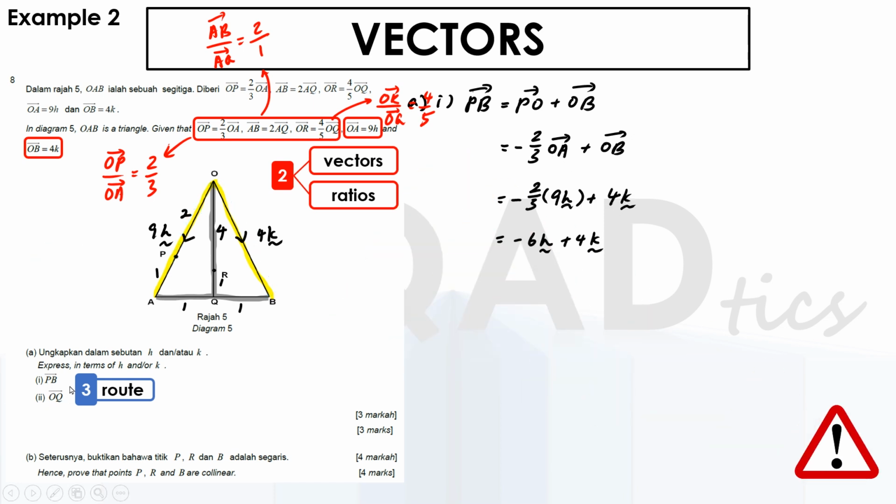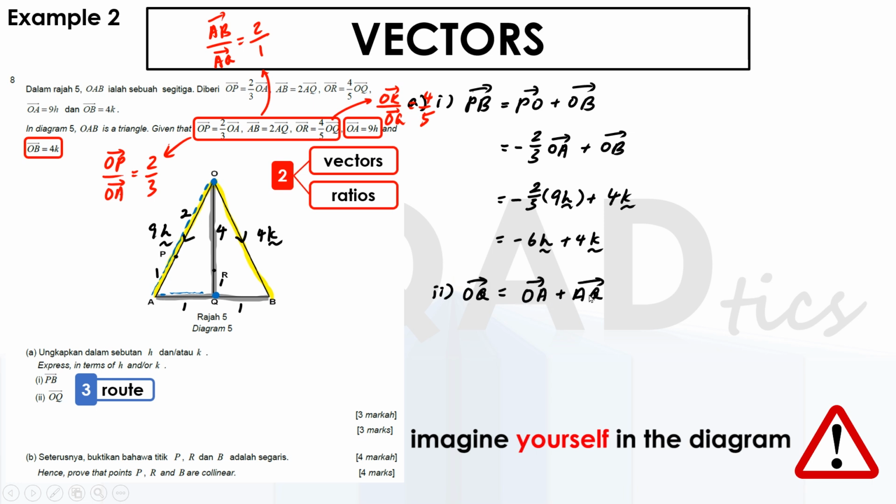And the next vector is OQ, so the starting point is O, the ending point is Q. But here I wouldn't choose the direct route from O to Q because it's in grey. Alright, so what I will do is select the yellow highlighted lines. So I will go from O to A. Okay, but here there is no choice. This is the only way to go to Q, so I will choose A to Q. So my first line of working would be this: OQ equals OA plus AQ. Again, this is very important because it allocates 1 mark.